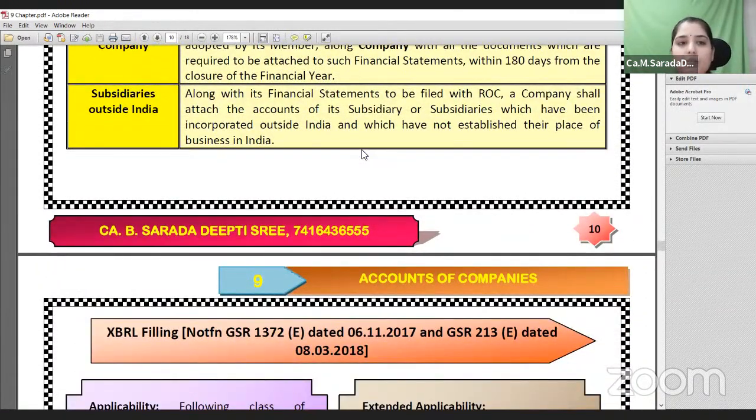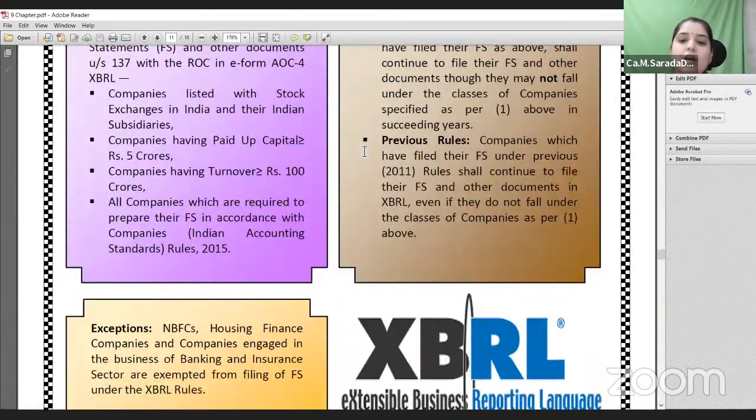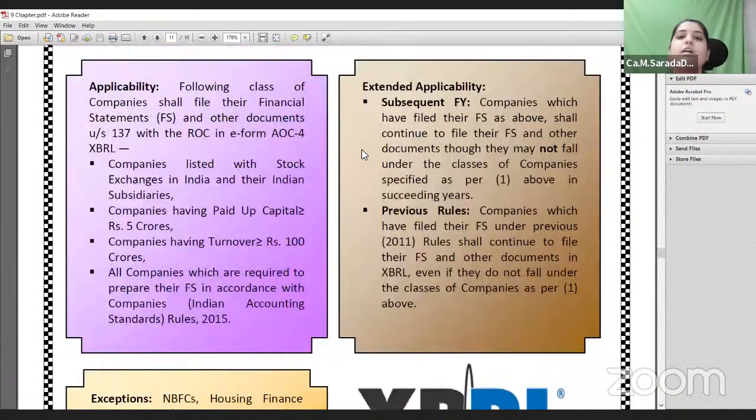Along with the financial statements, the company will also file the audited financial statements of the subsidiaries which are outside India. Their financial statements are also attached with the company's financial statements and filed with the ROC. And XBRL is eXtensible Business Reporting Language. In this particular format, it is necessary for certain companies to file their documents with the ROC. Okay. The following classes of companies should file their financial statements and other documents under section 137 with the ROC in the specific e-form AOC-4 XBRL.